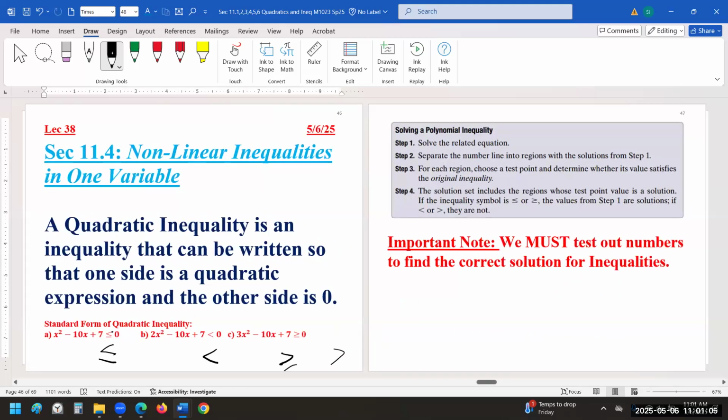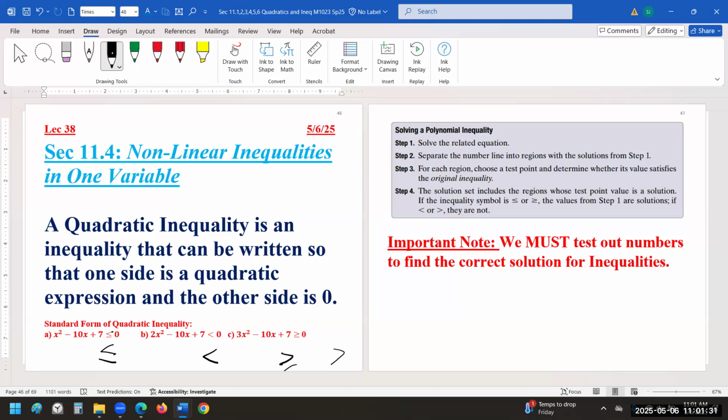Now, the important note here is that we must set out numbers to find the correct solutions for inequalities. So what does that mean? Well, first we are going to do some quadratic examples. We don't need to do this for quadratic because my plan is to show you the graphing method. With the graphing method, you don't need any math. Just graph your quadratic and you see the solution.